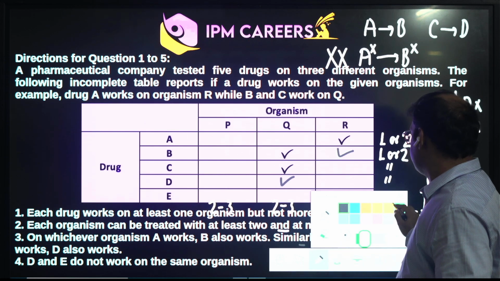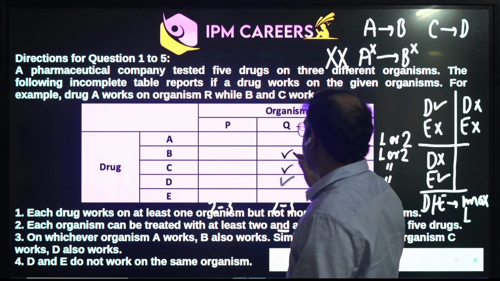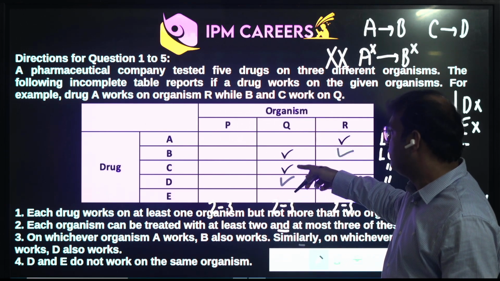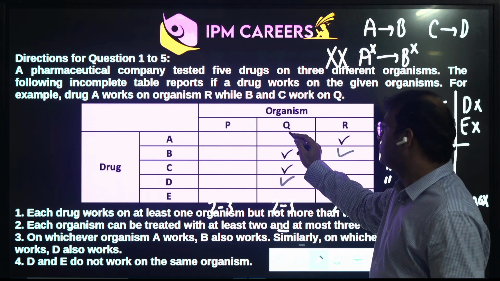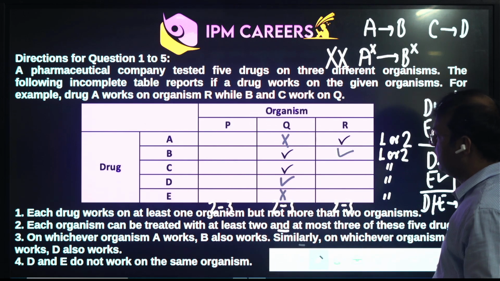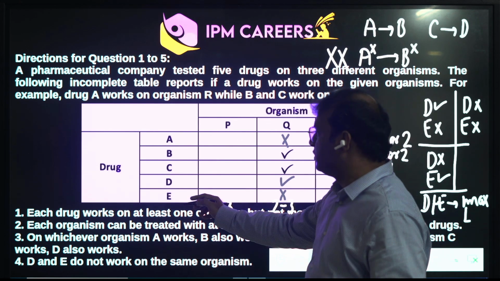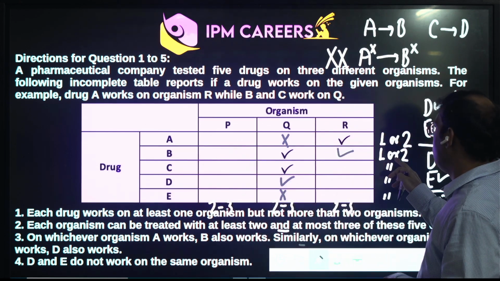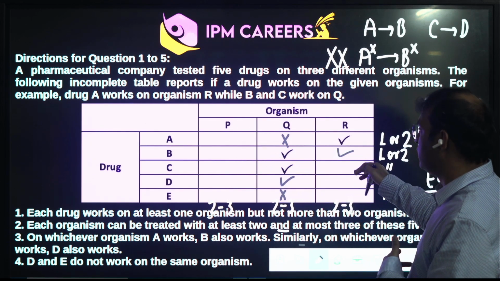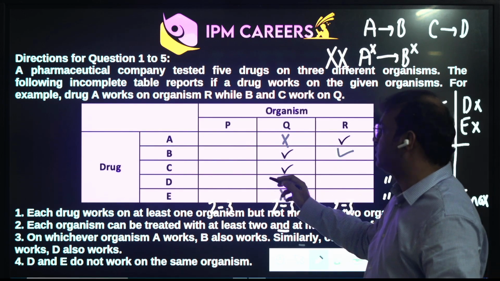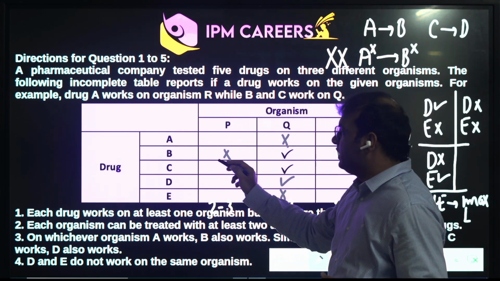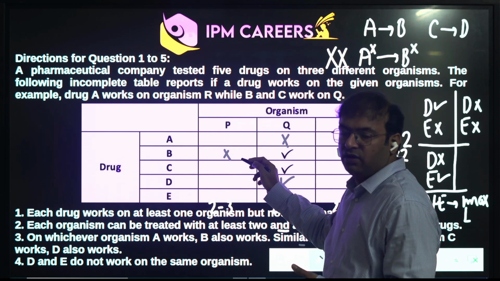Right, guys? After that, they are saying that each organism can be treated with either two or three drugs. So if you see organism Q, it has already been treated with three drugs. It means it should not be treated with drug A and drug B. We can say this also. Okay. After this, we also know that each drug can treat either one organism or two organisms. So drug B is already treating two organisms, so it should not treat the third organism P, right? So now we can see that drug B is not treating organism P.